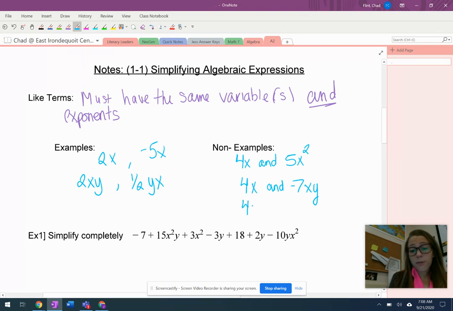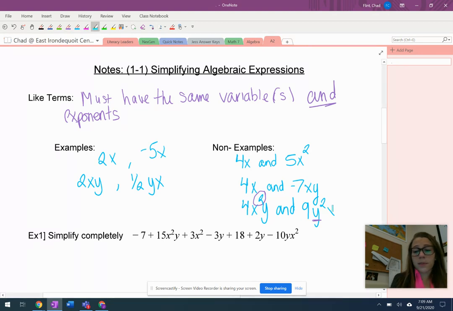What about 4x squared y? I don't know why I keep using 4 as the first one. Habit, I guess, now. And 9y squared x. While you might think these would be like terms, they're actually not, because in the first piece, the exponent is on the x, where in this one, it's attached to the y, not the x. So that makes them unlike terms.